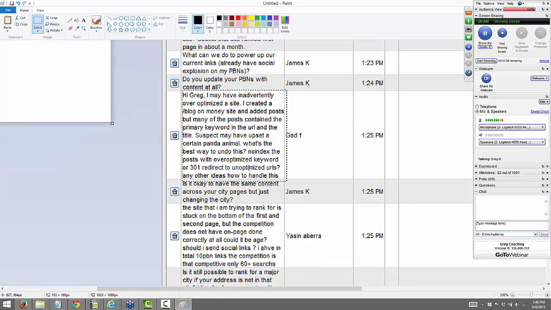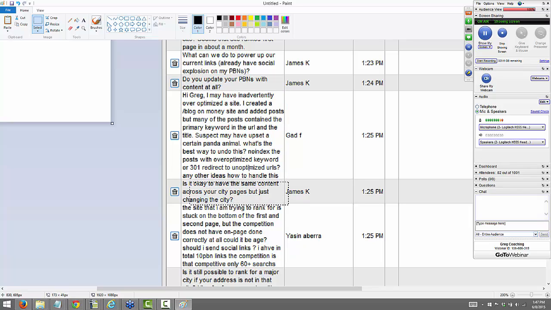I may have inadvertently over-optimized a site, created a slash blog on the money site and added posts, but many of the posts contain the primary keyword in the URL and the title. Suspect I may have upset a certain panda animal. What's the best way to undo this? No index the posts with over-optimized keywords or 301 redirect to non-optimized URLs. Any other ideas how to handle this? Yeah, I mean, if you're pretty sure that's what it is, I would probably 301. I would 301 to unoptimized URLs.